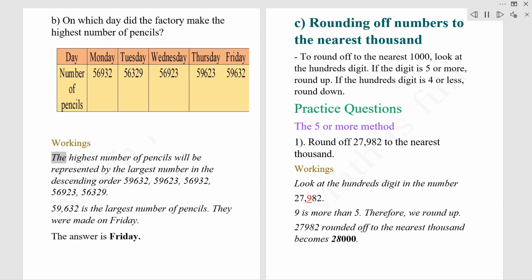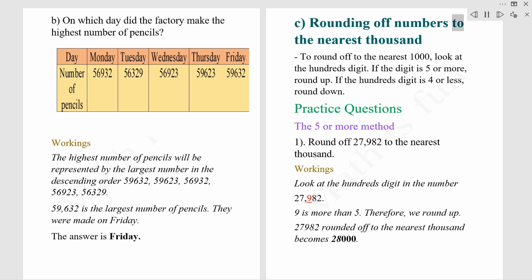Workings. The highest number of pencils will be represented by the largest number in the descending order: 59,632, 59,623, 56,932, 56,923, 56,329. 59,632 is the largest number of pencils. They were made on Friday. The answer is Friday.